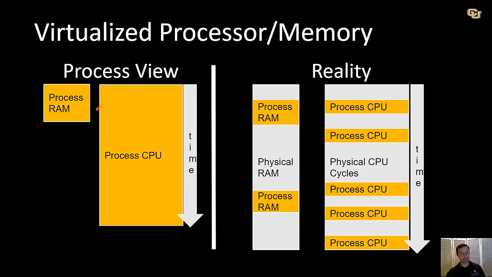Again, from the process's perspective, it just sees a chunk of RAM that it has access to for the storage of its data, and it has access to a CPU and it's executing over time, and it doesn't know anything about any kind of time shifting that's happening. But in reality, what's happening is that the process RAM might be physically split in different locations in physical RAM, and the process CPU is getting time split with other processes that are running on the system, and it's not really running continuously in time.